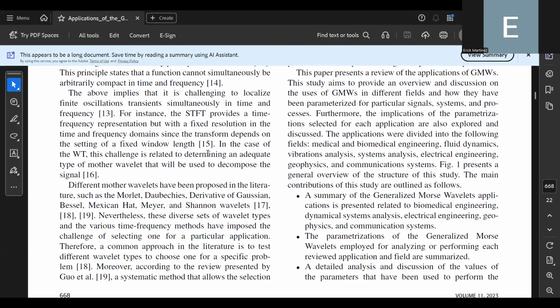The problem is that people have used this wavelet family many times without specifying why they chose a particular parameterization. And in reality, the papers that introduce this superfamily of wavelets make some explanations about it. Okay?